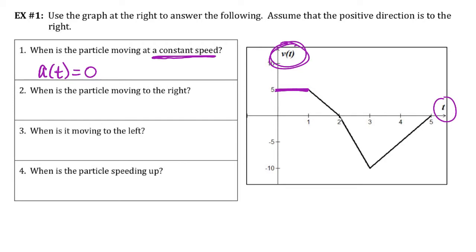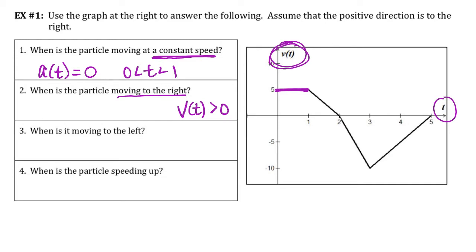So the answer for number 1 is going to be from 0 to 1. Okay, now we're looking at when is the particle moving to the right. If my particle is moving to the right, then I know that my velocity is positive. So we have to look over which interval is my velocity positive.